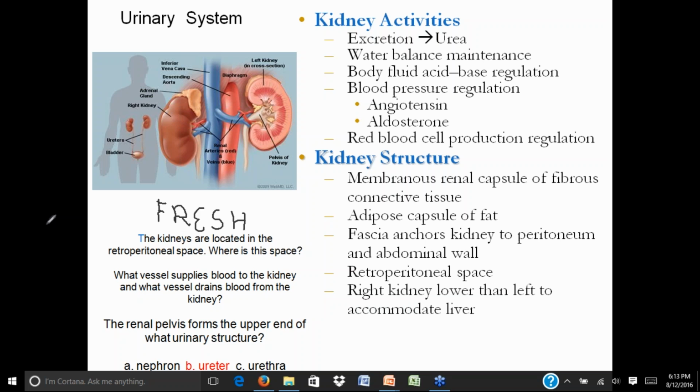So we have filtration, which is the glomerulus. We have reabsorption, mostly happening in the convoluted tubules. We have excretion, elimination. For example, we have the urea. That smell, for example, when we go to those gas stations that do not clean the restroom, that smell is actually urea. And this urea is totally eliminated by the kidneys.